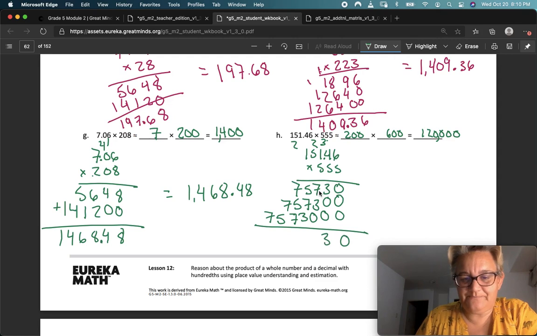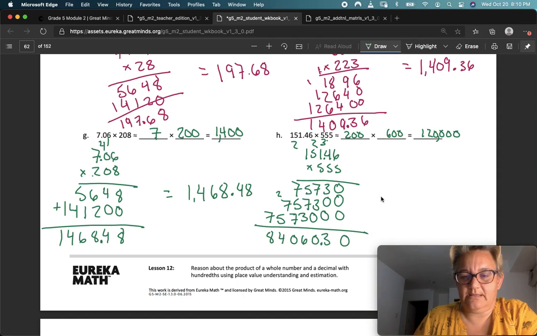0, 3, 10, carry the 1, 6 and 7 is 13, plus 3 is 16, carry the 1, 7 plus 1 is 8, plus 5 is 13, plus 7 is 20, carry the 2, 7 plus 2 is 9, plus 5 is 14, carry the 1, is 8. Wow, that's a big number.